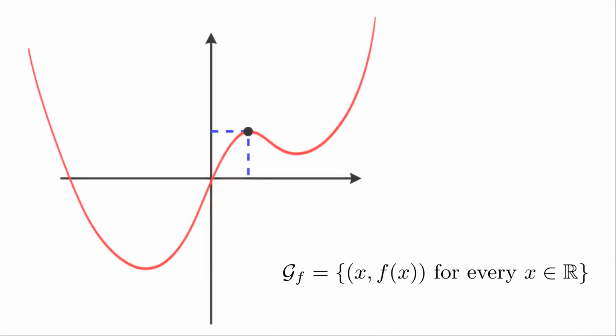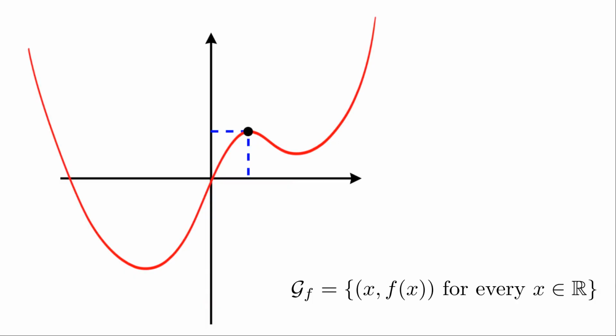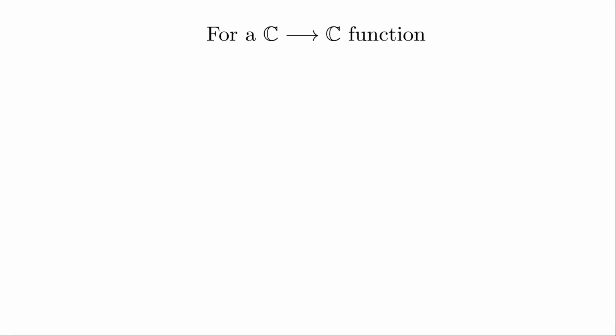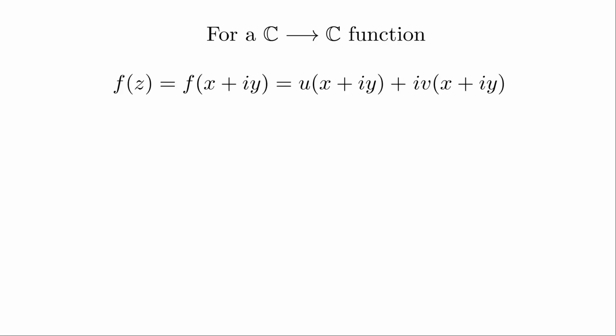Suppose we make the plot of a function. For every horizontal coordinate x, we have a corresponding point with vertical coordinate f of x. So the point in the curve is x and f of x. But this means that the graph of the function is the curve, but thought of as a set. For a complex function, the graph is defined in a similar way.